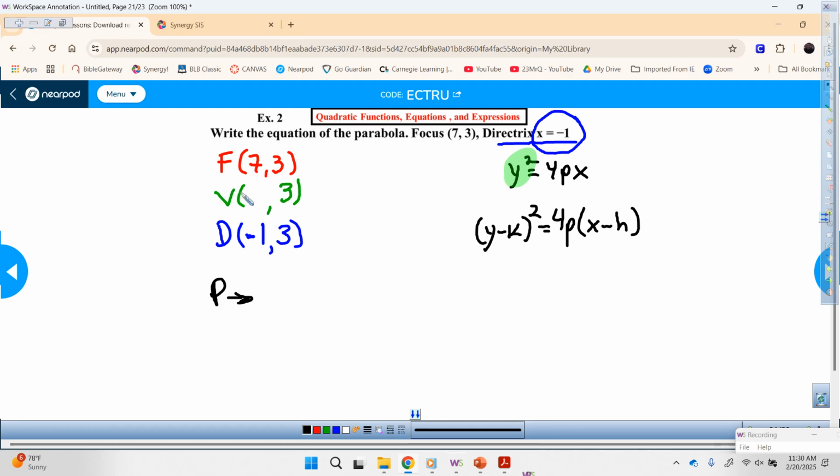So now we need a number here for the vertex. So what do we do with 7 and -1 to get that number? Talk to your neighbor. Tell them, oh, remember what Mario said? There you go.